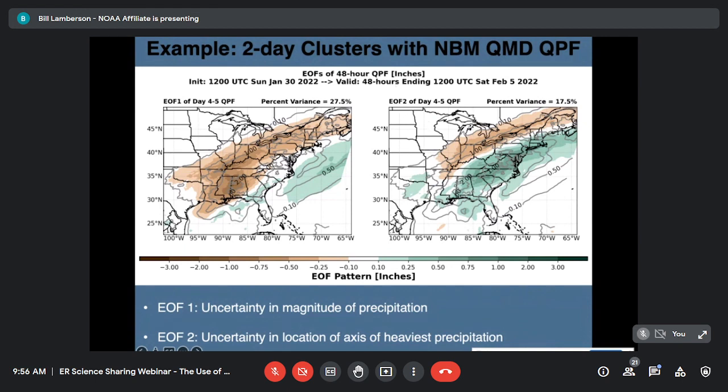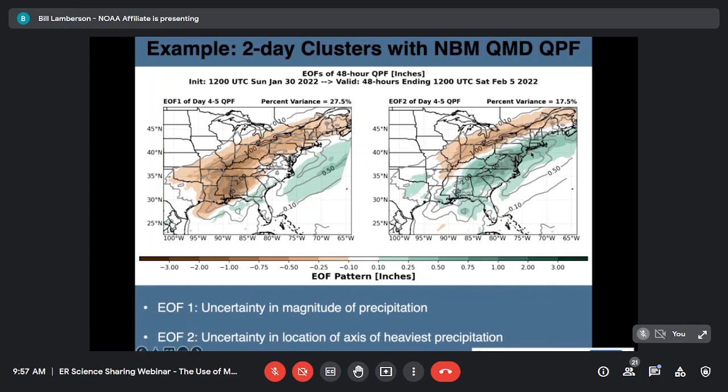So looking at EOF1, we can see that there's a lot of lower values on the western periphery of this precipitation shield. Some higher values a little bit further to the east, but since this isn't really a dipole, it's mainly a monopole, we're going to say that this first EOF is mainly uncertainty in the magnitude of precipitation. It's also a little bit in the location, but it's mainly uncertainty in the magnitude.